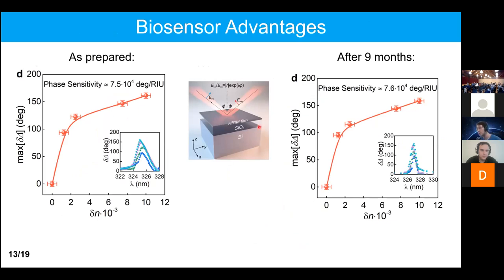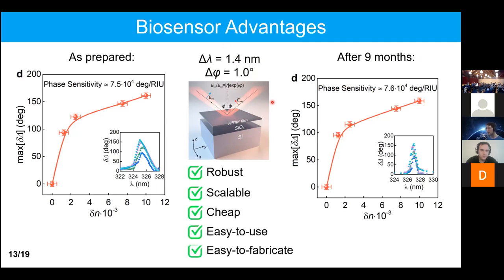So the sensitivity is almost unchanged after 9 months of the measurements. The change is only in the wavelength of our zeros, 1.4 nanometers, and in the angle of incidence, by 1 degree, but still it's very small compared to the time over which we did the measurement. So our sensors are quite robust, scalable, cheap, easy to use and easy to fabricate. And it's based on a very simple topology idea and on very simple structures. So despite its simplicity, it provides very pronounced results.